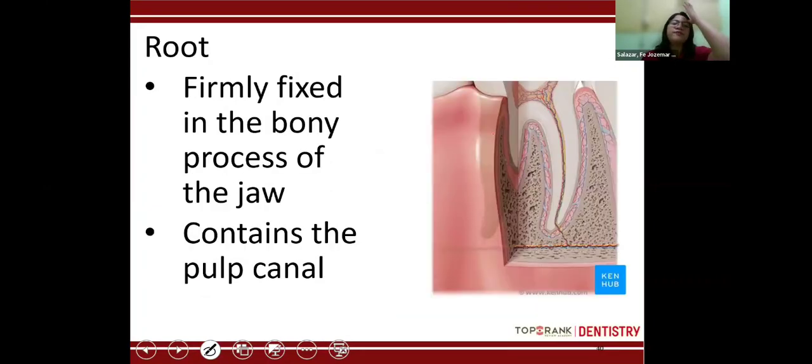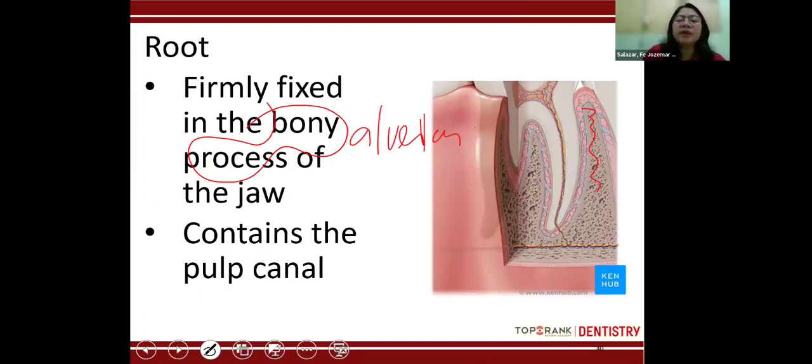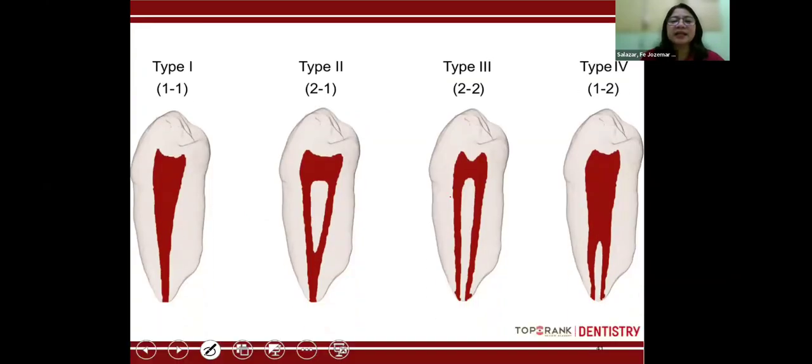So root, this is firmly fixed in the bony process of the jaw. What is that bony process called? What do you call that specific bony process that anchors the roots of your teeth? Tawag niyo dyan. O, dito, anong tawag niyo dyan? Yes, very good. Alveolar process. Okay, so we'll discuss the components of the alveolar process in histo. And it contains the pulp canal. Okay, so these are the canal configurations.